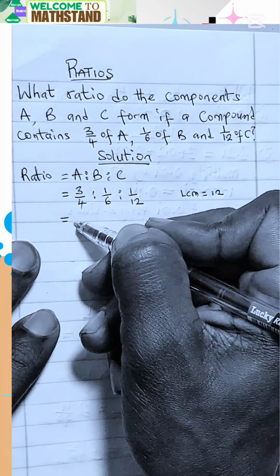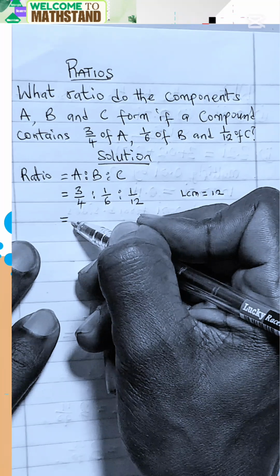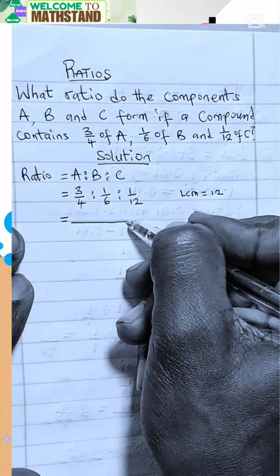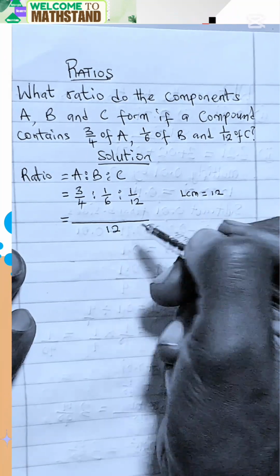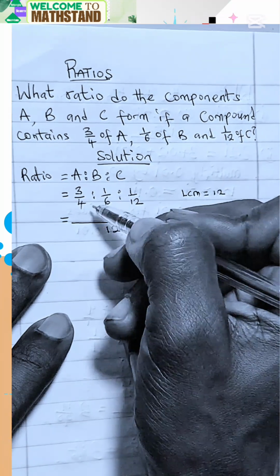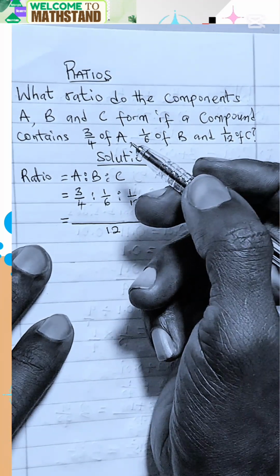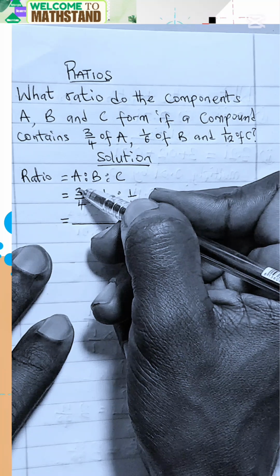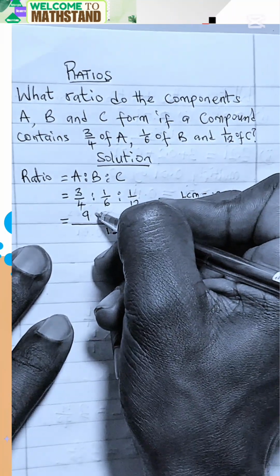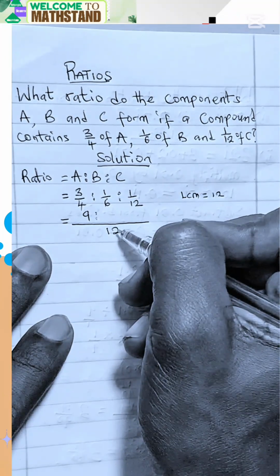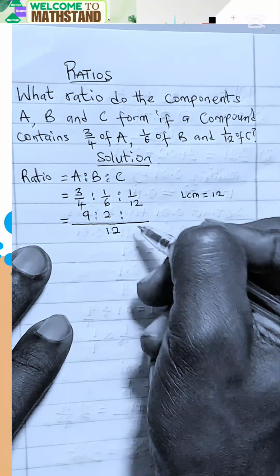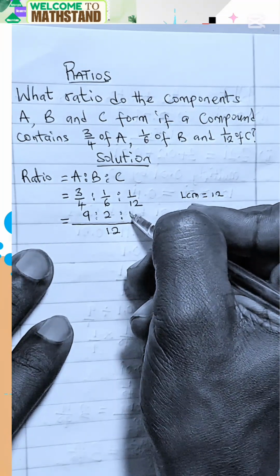So in this case, we now have all over 12. Let's draw a line this way. So we have 12. Now 12 divided by 4 here, what do we have? We have 3. 3 times 3, we have 9. Then go to the next part. 12 divided by 6 is 2. 2 times 1 is 2. And lastly, 12 divided by 12 is 1.